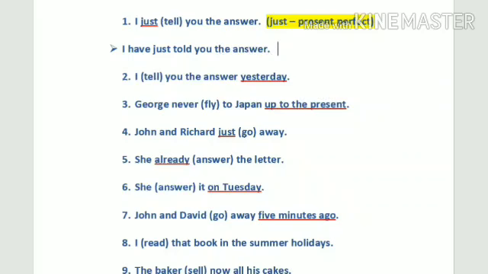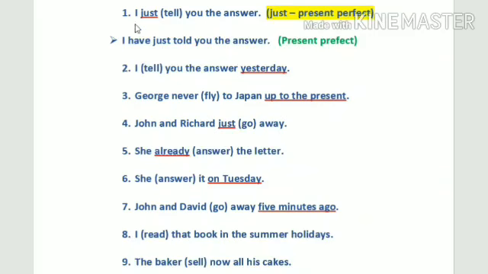So this sentence is in present perfect tense. So first you have to read the sentence very carefully and identify the time marker. It helps you to understand whether to write in present perfect or simple past. And then you will know which form of the verb you have to use. Like in this case, just is used with the present perfect, and so we have used the past participle of the verb told along with the helping verb have. So the correct sentence is I have just told you the answer.